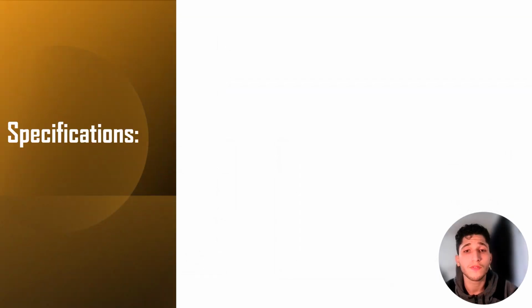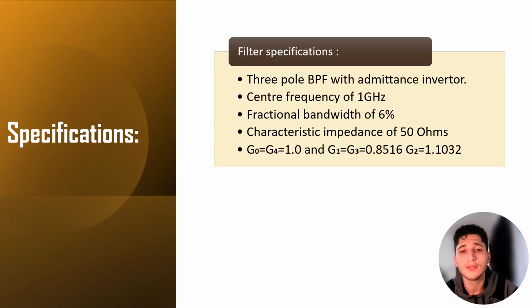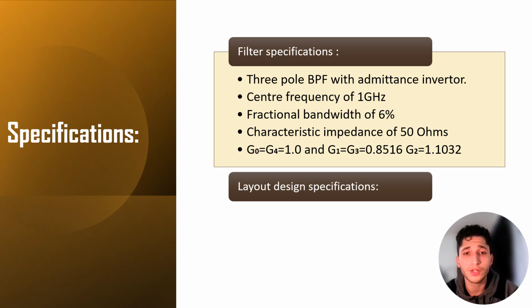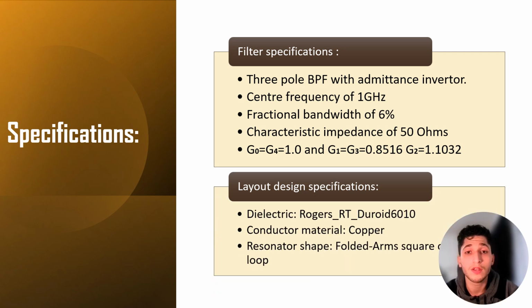Our filter specifications were carefully planned. We designed a three-pole bandpass filter with an admittance inverter centered at a frequency of 1 GHz and a fractional bandwidth of 6%. Our characteristic impedance will be 50 ohms, and we will be using copper as the conducting material and Rogers RT Duroid 6010 for the dielectric. The shape of our microstrip will be the innovative folded arm square open loop resonator. These specs demonstrate our commitment to precision and efficiency.